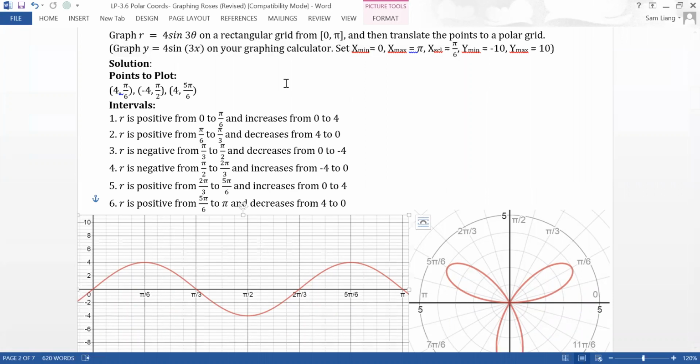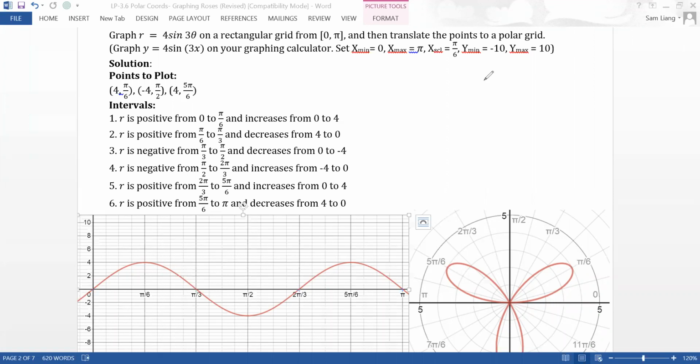Points to note would be 0, 0. There's also a point at pi over 6, 4; pi over 3, 0; pi over 2, -4; 2 pi over 3, 0. That would be 1 period. Then 5 pi over 6, 4, and then pi, 0. So that's what your graph will look like for this rose curve in rectangular form. Now, to translate that to polar form, we're going to plot these points. I chose these 3 points in particular because they make up the ends of the leaves, so to speak, on the rose curve.